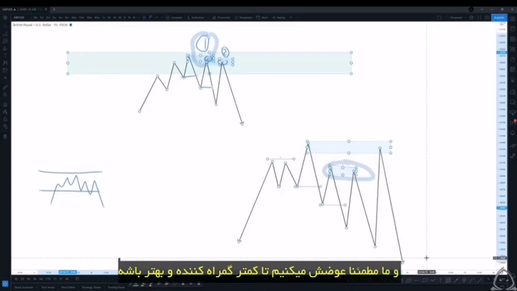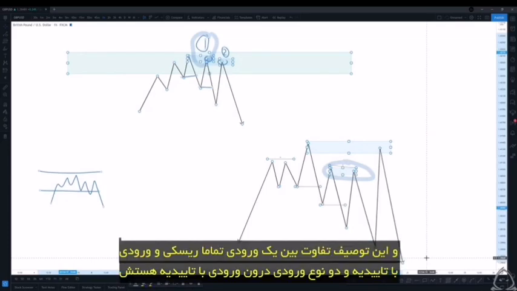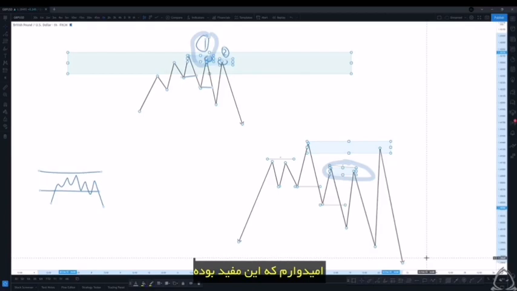more straightforward. But that's the delineation or the difference between a conventional pure risk entry and then looking at the confirmation entry and the 2 entry types within those confirmation entries. So I hope that was helpful.